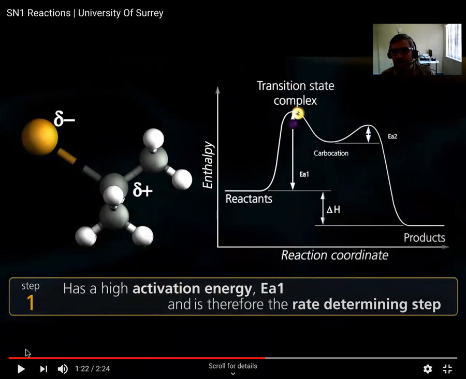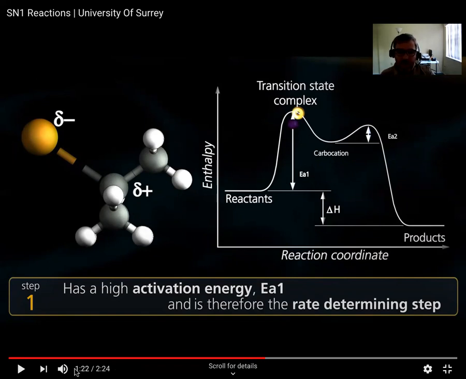Now, you might be saying, well, come on, how does it just do it by itself? Well, if you've got a bottle of this 2-methyl 2-bromopropane, then a small percentage of it is always dissociating and then coming back together again. So there's always a small amount going back and forth on its own.